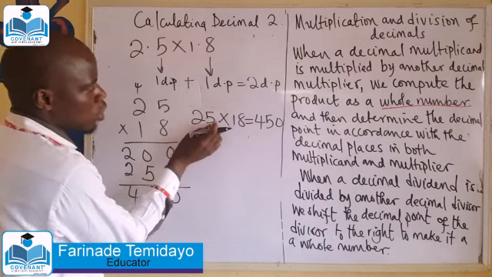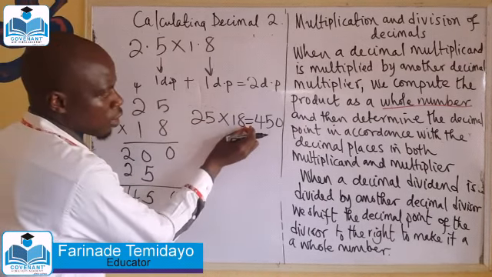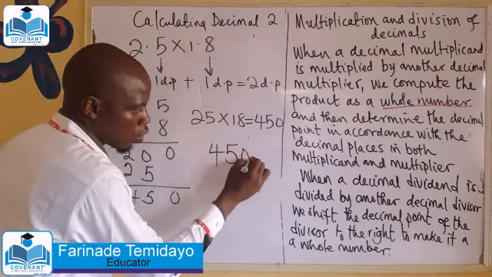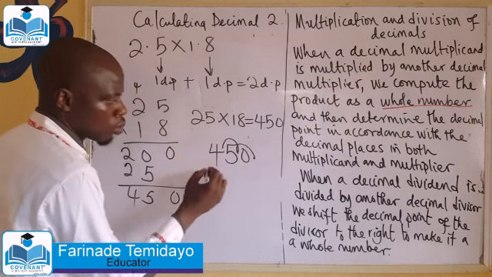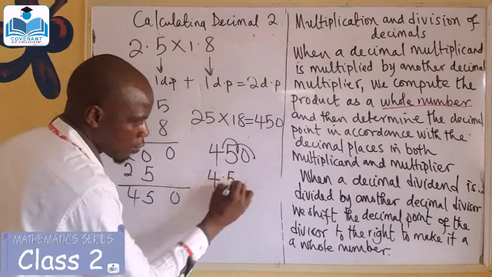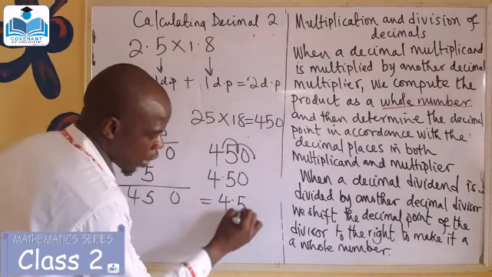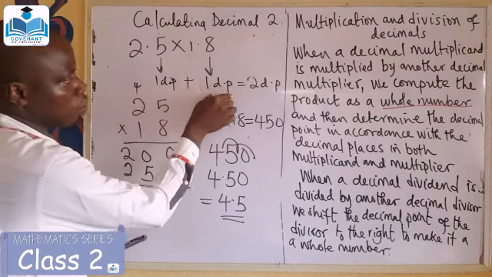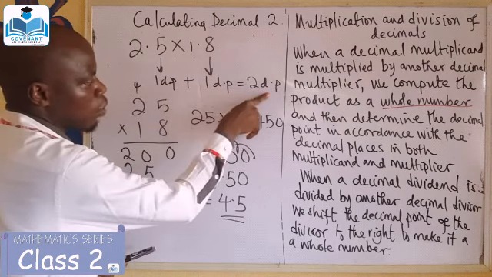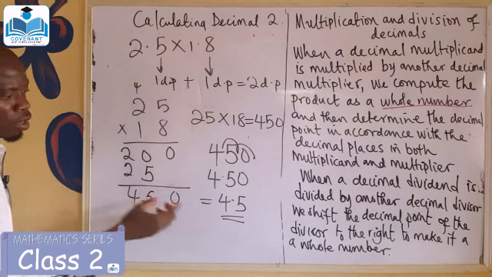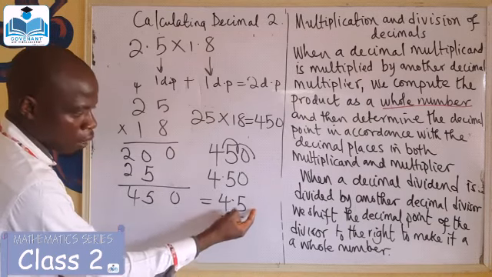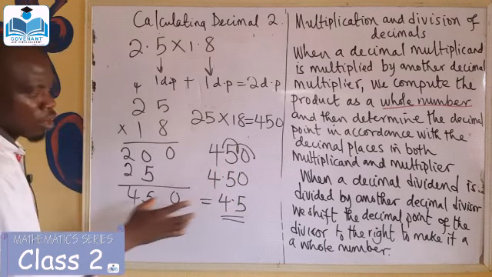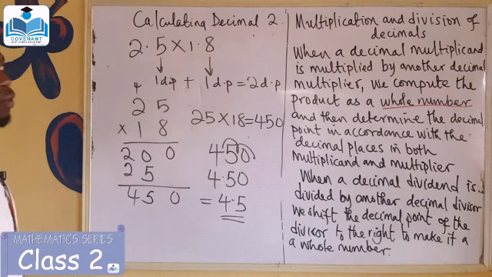But how many decimal places do you have in 2.5? It is 1. In 1.8, it is 1. Then our answer, 450, you are going to move your decimal point twice. 1, 2. That means the answer is going to be 4.50 or simply 4.5. Because 1 decimal place plus 1 decimal place gives us 2 decimal places. So when you get your answer without decimal, you have to move your decimal point twice, from the right to the left. 1, 2. And that's where you have your answer. So this is how you do multiplication of decimal numbers.